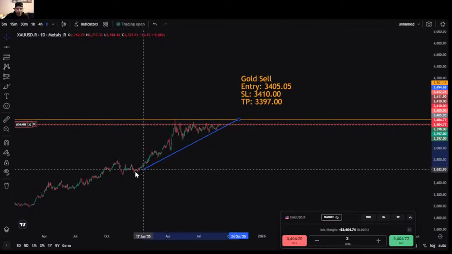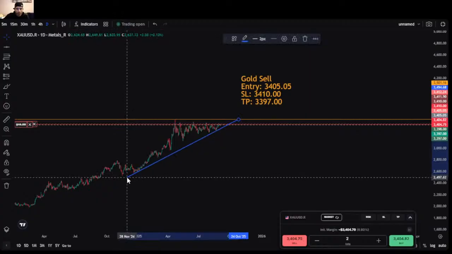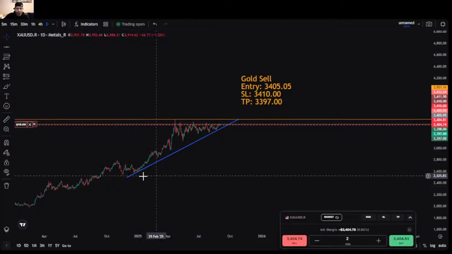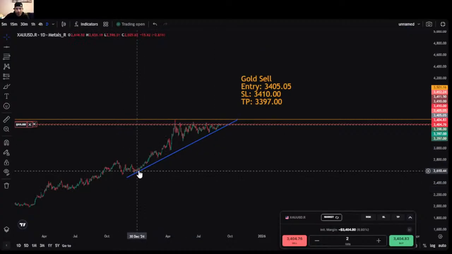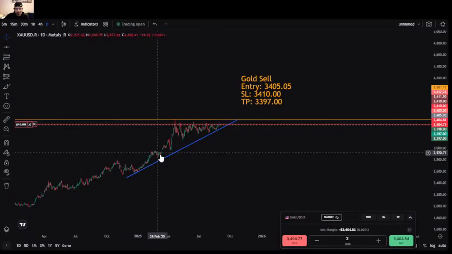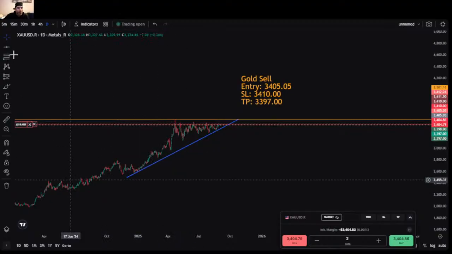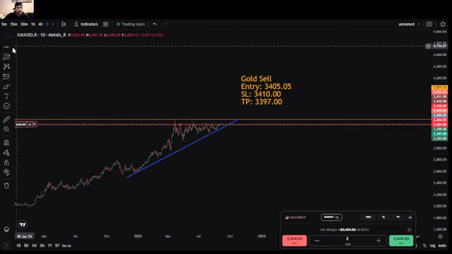Look, I could stretch it out that far out when it started this little consolidation right here. Look at that uptrend, right? But then if you take one from the top, right?